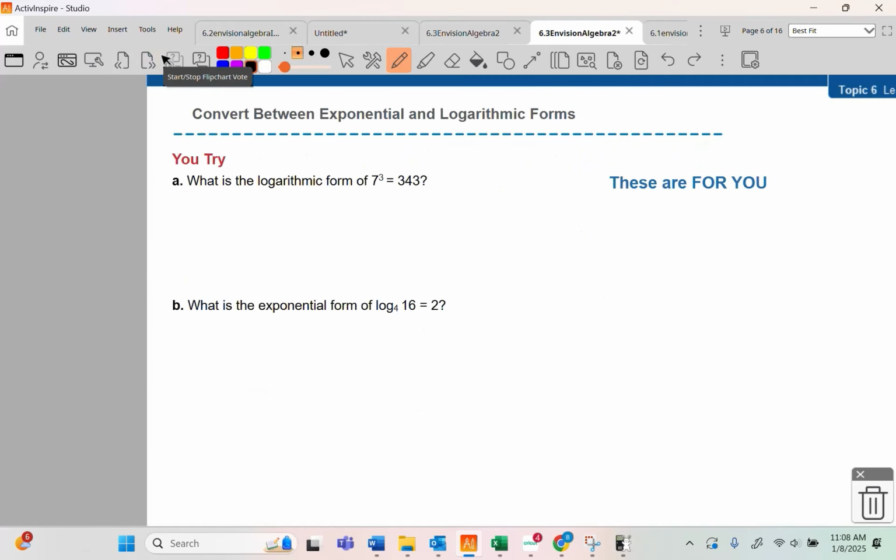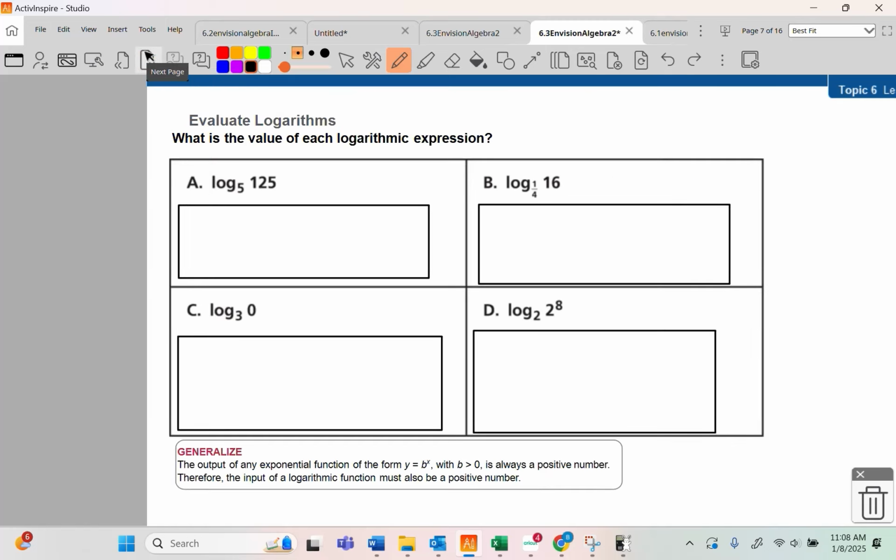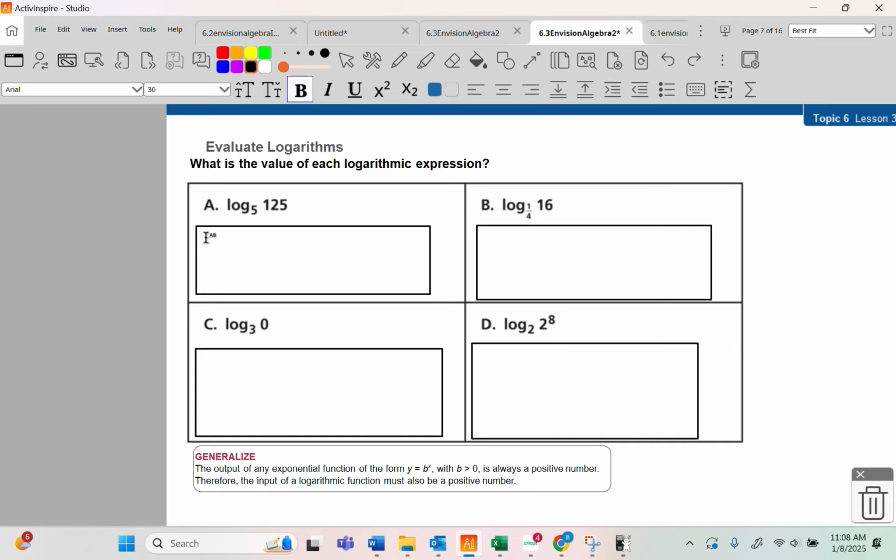All right. This is for you. I'm going to work these out here. It says, what is the value of each logarithmic expression? And what you're supposed to do is learn how to read these things and say, what is it asking? So these are asking things in words. This is asking what power of 5 equals 125? That's what it's asking. And the answer to that is 3, because 5 to the third power is 125.